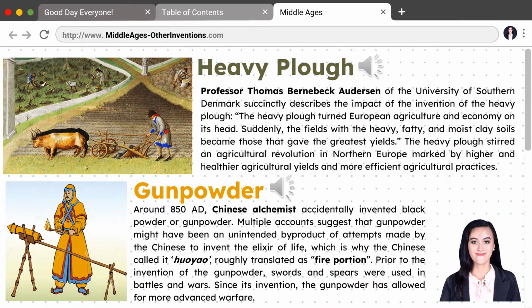Around 850 AD, Chinese alchemists accidentally invented black powder, or gunpowder. Multiple accounts suggest that gunpowder might have been an unintended byproduct of attempts made by the Chinese to invent the elixir of life, which is why the Chinese called it Huoyao, roughly translated as fire potion. Prior to the invention of gunpowder, swords and spears were used in battles and wars. Since its invention, gunpowder has allowed for more advanced warfare.